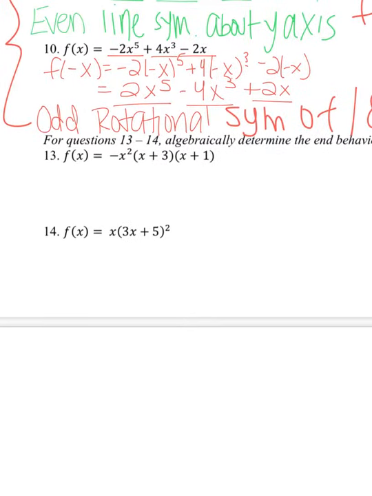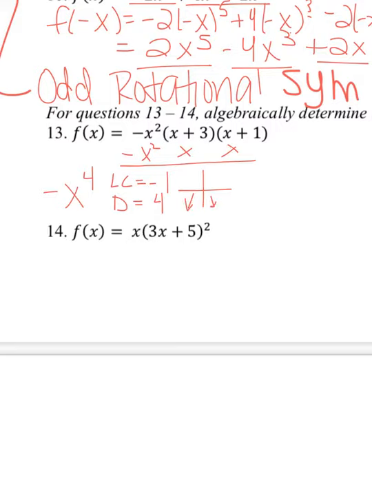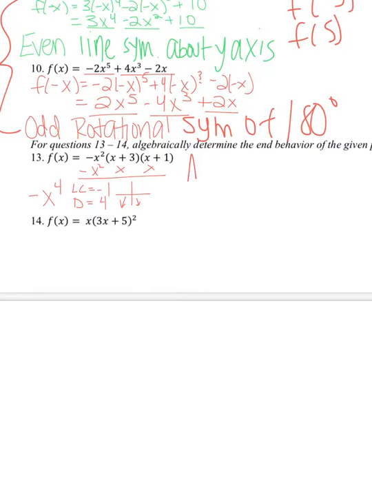And then 13 and 14, determine the end behavior algebraically. So don't use your calculator for this. This you need to figure out what the first term would be if you multiplied everything out. So here, if I were to multiply everything out, this would be negative x squared, this would be x, and this would be x. If I multiply all of these out, I get negative x to the fourth power. My leading coefficient would be negative 1, and the degree would be 4. So because the degree is even, they go in the same direction, and because the leading coefficient is negative, they both go down.